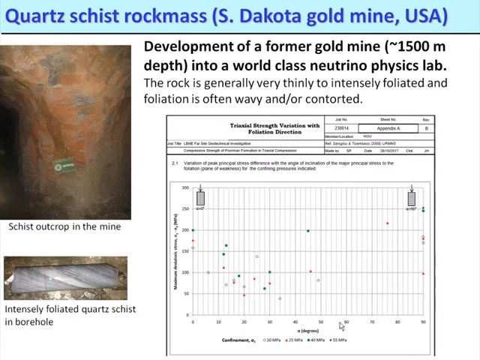The next case is a quartz schist rock mass in the United States, which is practically a former gold mine at a depth of 1,500 meters, which is going to be a world-class physics lab. If we see the outcrop in the mine, we see that it's a very good quality rock. When we see an intact rock sample, we see that it's a very intensely foliated quartz schist. In this graph, we can also see the variation of strength of the intact rock, which is pronounced.